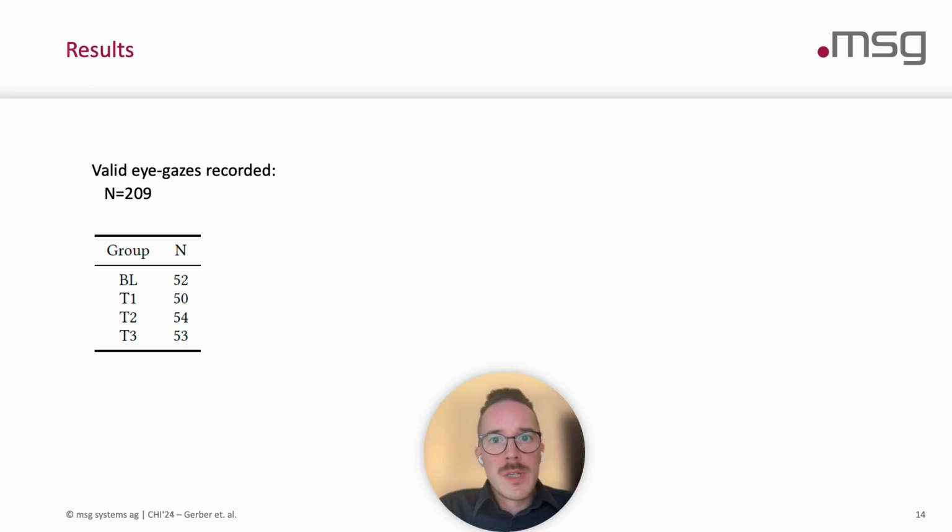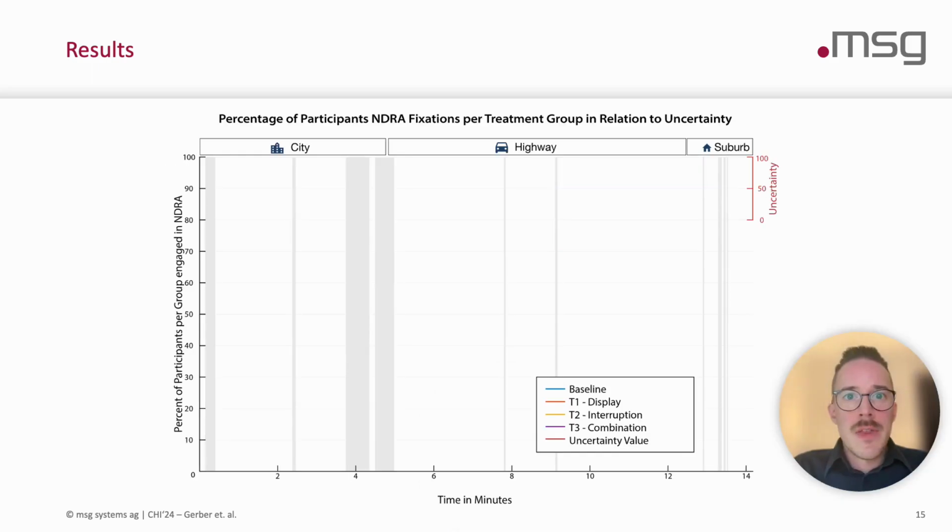Now, let's look into the results. It should be noted, of the 215 participants, 209 eye-tracking recordings were valid. As the entry point of the data analysis, we looked into the percentages of participants per treatment group that have gazed in the NDRA over the entire drive.